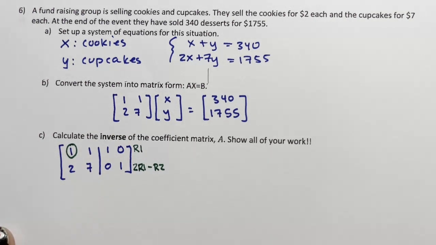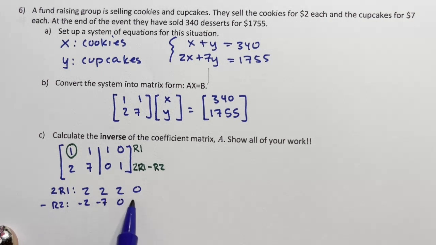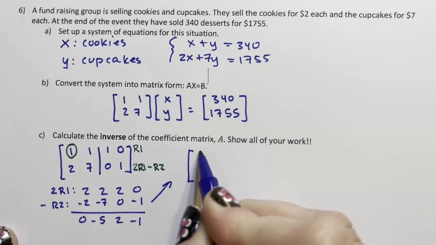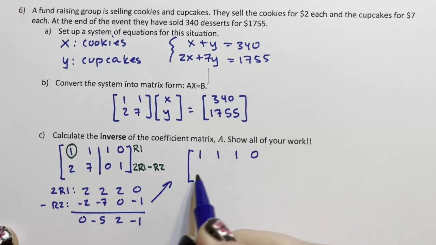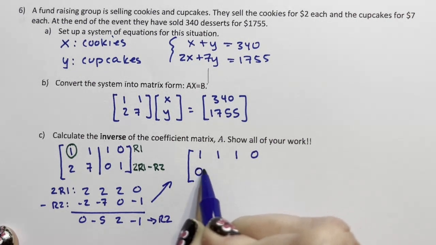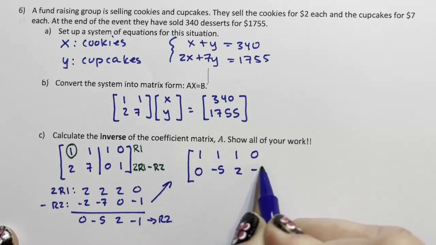Okay, now we uncover because we have to affect all of the other rows. So row 1 is going to stay as is. 2 times row 1 is 2, 2, 2, 0. Minus row 2 is going to be negative 2 minus 7, 0 minus 1. We get a 0, a negative 5, a 2, a negative 1. I'm going to rewrite this all right here. So the first row didn't change, 1, 1, 1, 0. The second row becomes, this is going into row 2, 0, negative 5, 2, negative 1.